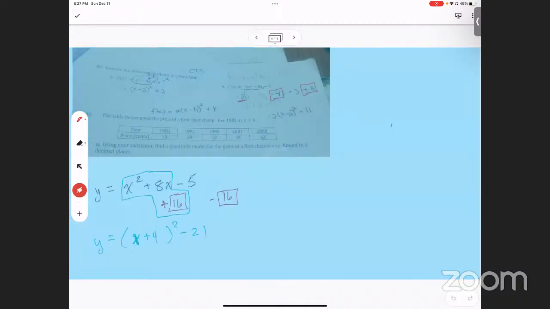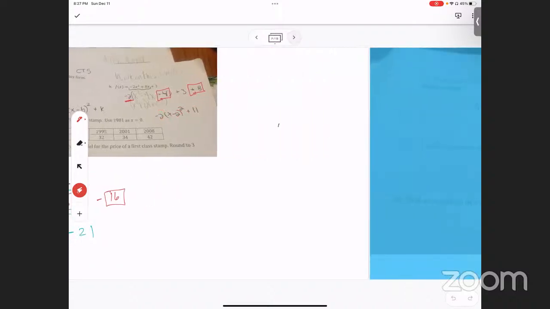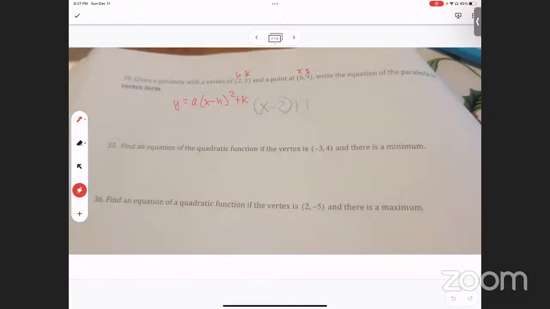Look at this equation over here. That's in vertex form. There's my h and my k, and I also need this number, which is called what? A. That's right. So how am I going to find a? I'm going to use x and y. I'm going to plug x, y, h, and k in, and I'm going to solve for a.